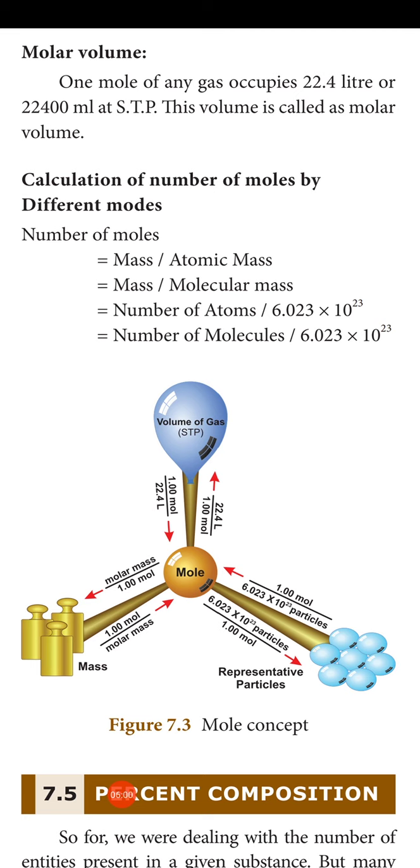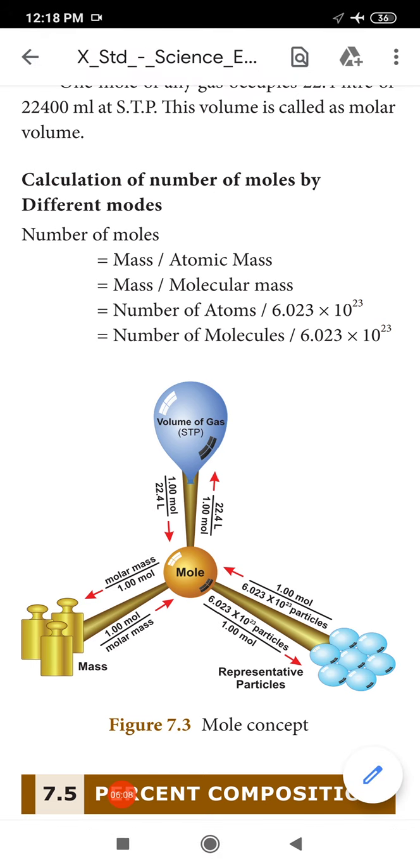So based on what kind of data is available to you, let's see how to calculate the number of moles. So first one, number of mole is equal to mass by atomic mass. You have the mass. For example, you are having 32 gram of oxygen atom. So you are having mass. So calculate the number of moles present in 32 gram of oxygen atom.